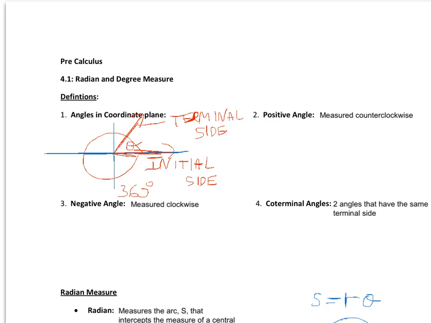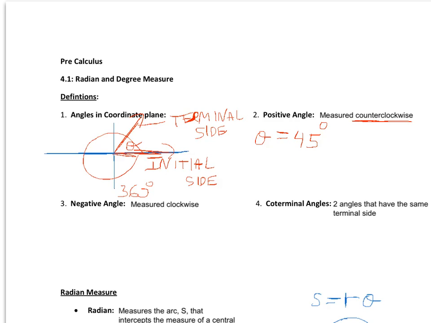Okay, now positive angles, let's move on to the second definition. This is real important. You always measure it from the initial side and you go counterclockwise. So if I look at the example that I have here, I start here at the initial side and I go from here to the terminal side. This angle measure is going to be positive because I'm going counterclockwise. Just for this example, I'm going to say theta is 45 degrees.